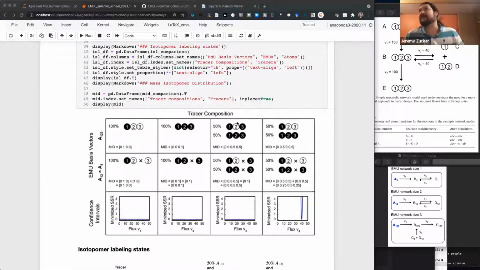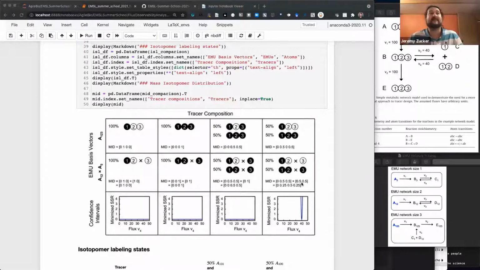Okay, so we split them up into separate tracers. So now I have 50% 1,3 labeled and 50% 1,2,3 labeled. But when I calculate the MID, I get something that's different. I get 0, 0, 0.5, 0.5. But when I convolve A12 with A3, again, I get 0, 0, 0.5, 0.5. It's only when I use the 50% 1 labeled and 50% 1,2,3 labeled, fully labeled, that the MID for A123 looks different from the MID for A12 convolved with A3.